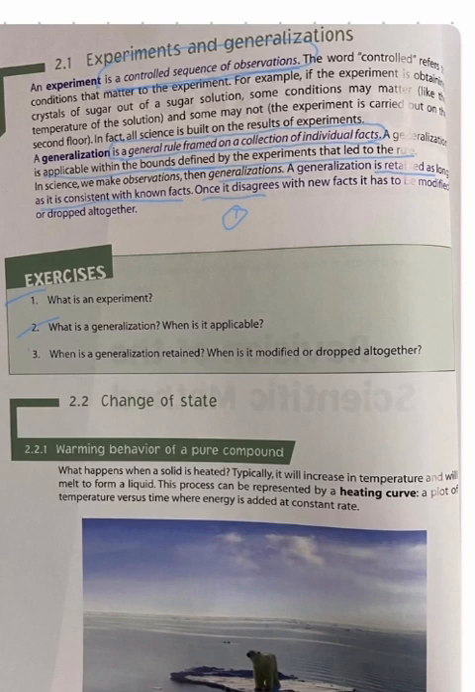Question number 3, when is a generalization retained and when should it be modified or dropped altogether? It is retained as long as it agrees with the known facts. You change or modify it once it disagrees with the new facts; it should be modified or even dropped altogether. It depends. If you can change it, you change it. If not, you have to drop it altogether and, for example, make another generalization based on known facts.